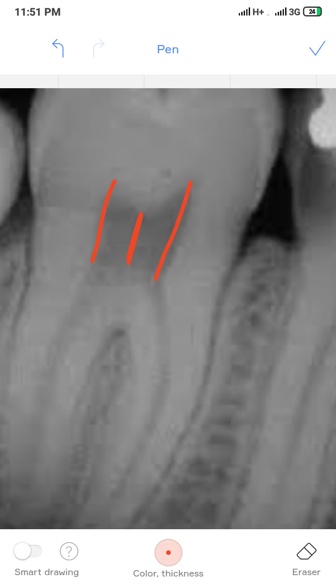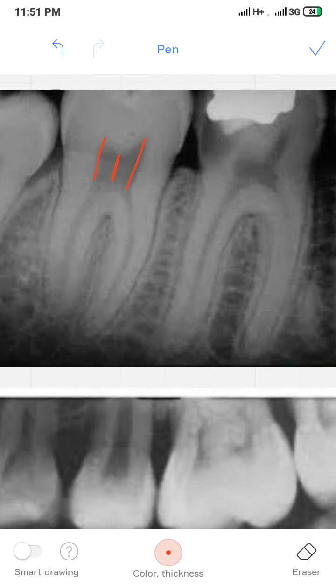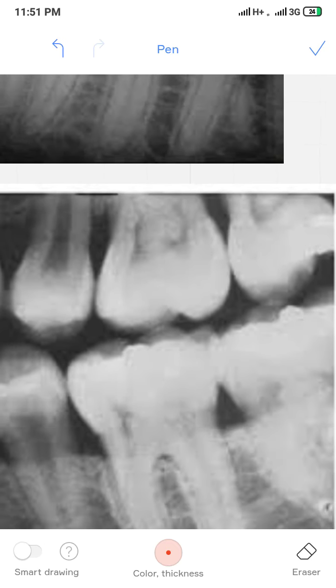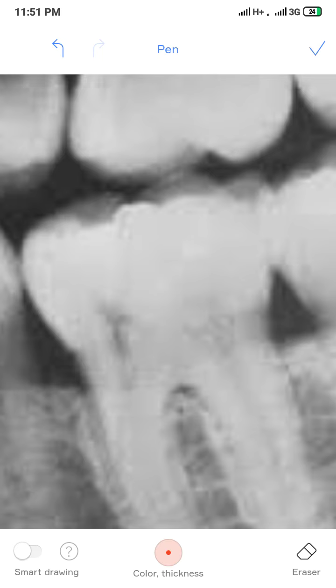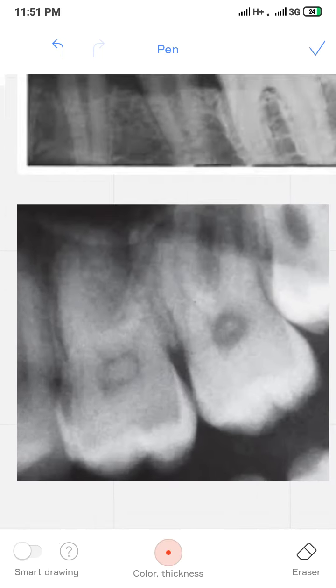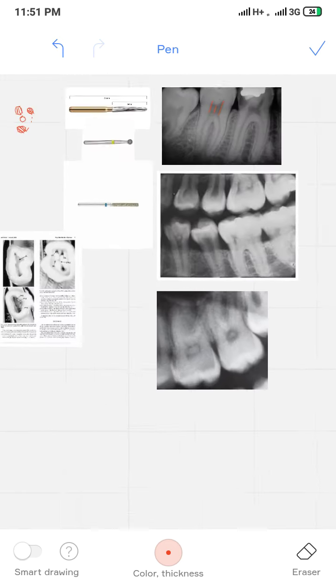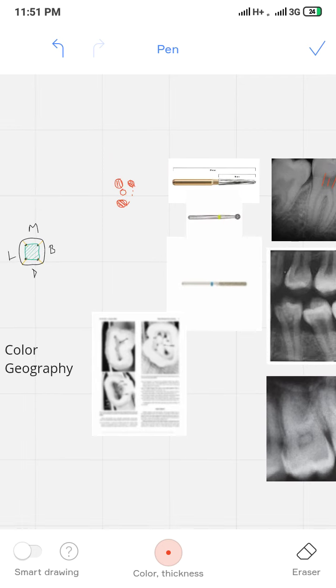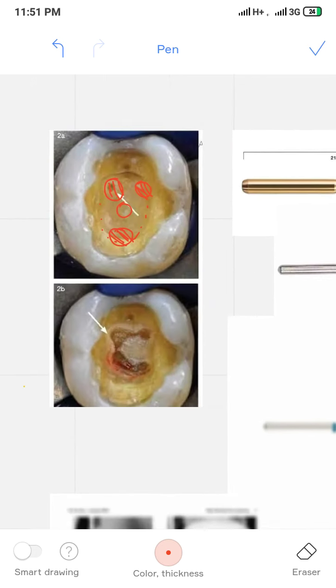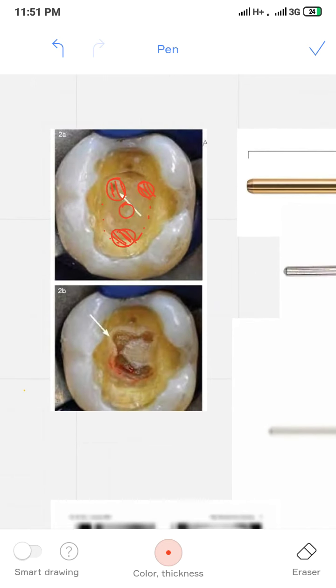But in reality, the tooth might be like this or like this one. So in these cases, the closer you are to the canal orifices, the less likely it is that you will damage the floor.